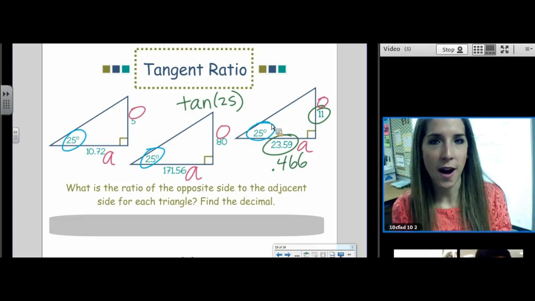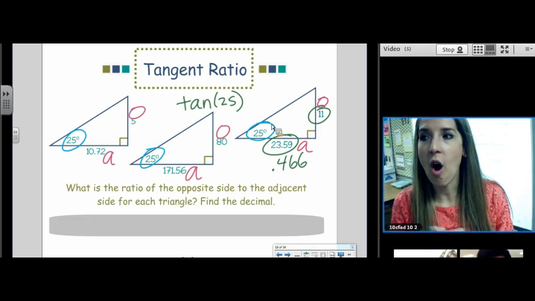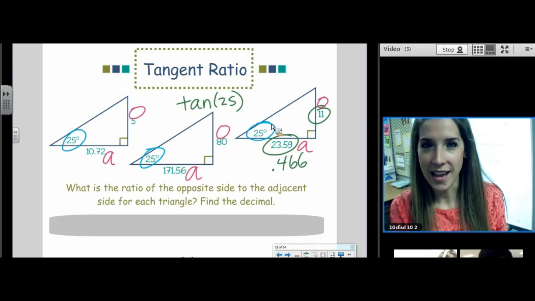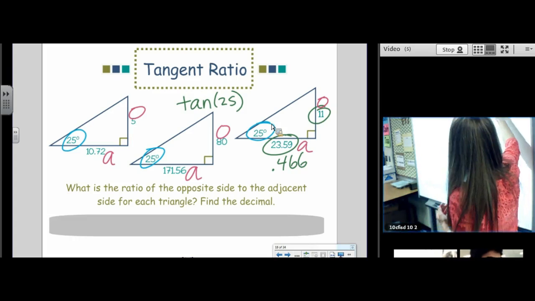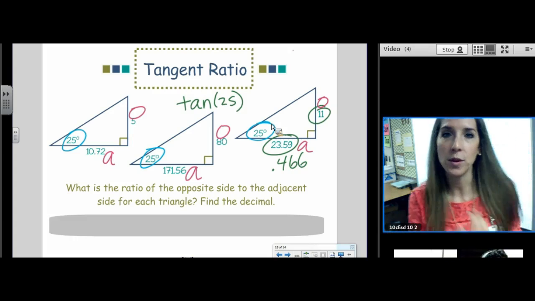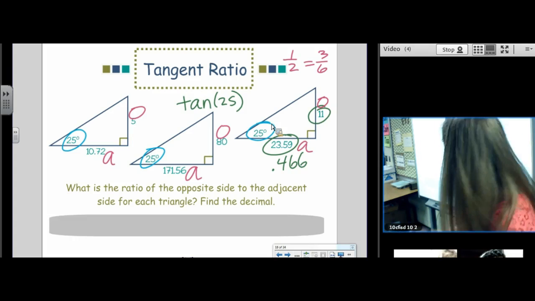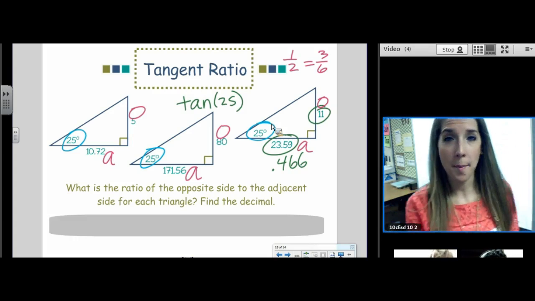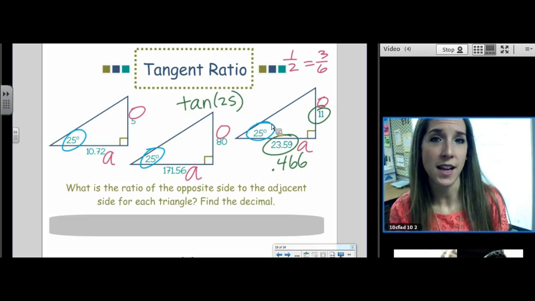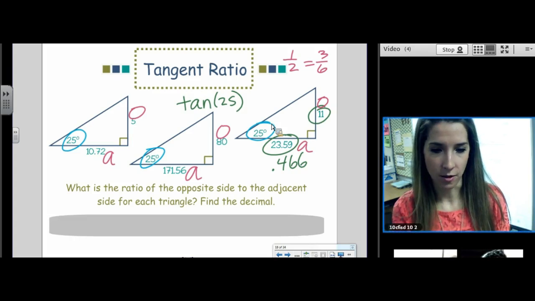It doesn't matter what triangle you have. The sides could be all different lengths. But if that angle is 25, then no matter what the lengths are, the ratio is going to remain the same. You know how 1/2 is the same ratio as 3/6? Because they both reduce to 1/2. In all of these triangles, the ratio of the opposite over the adjacent is 0.466. It reduces to that every time because of the angle.